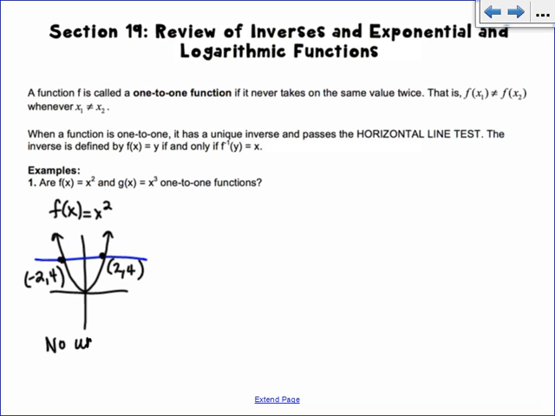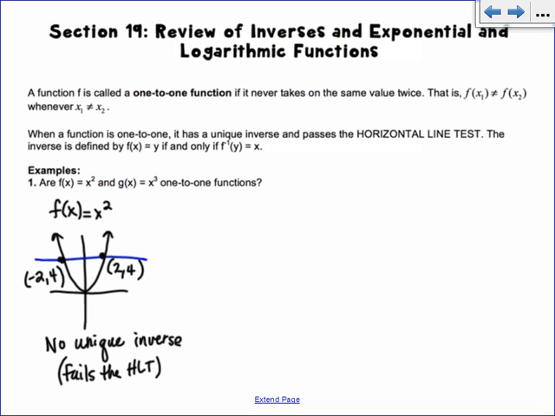So no unique inverse, because it fails the horizontal line test. A vertical line test would see if something's a function. This sees if it has an inverse.